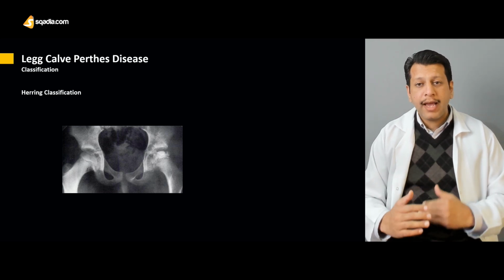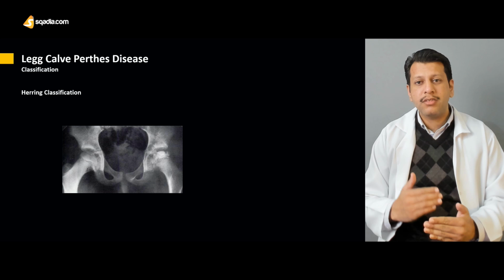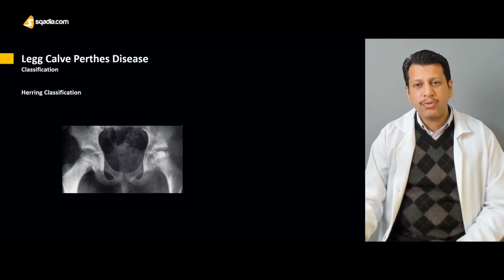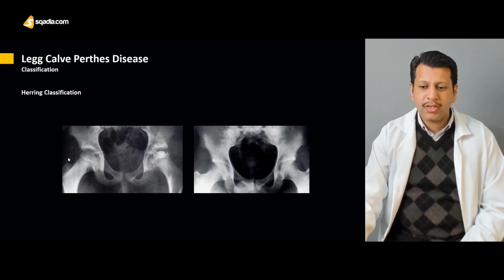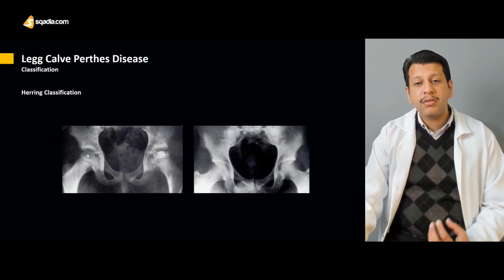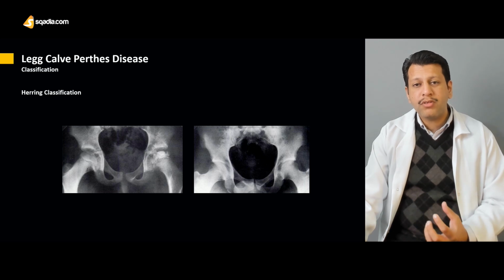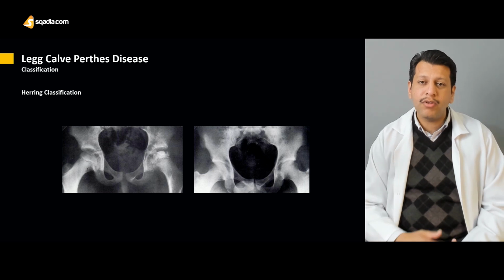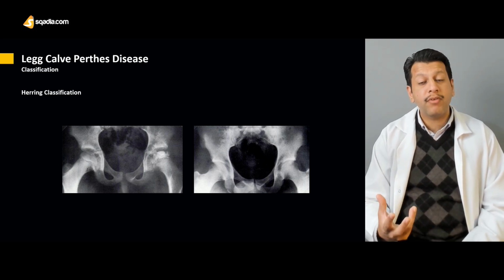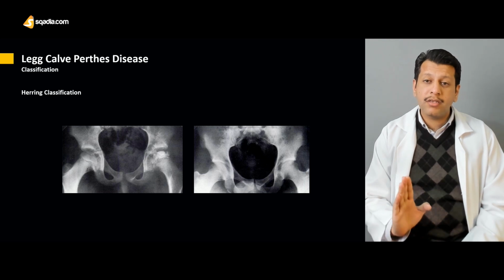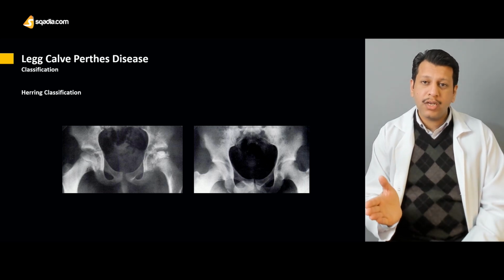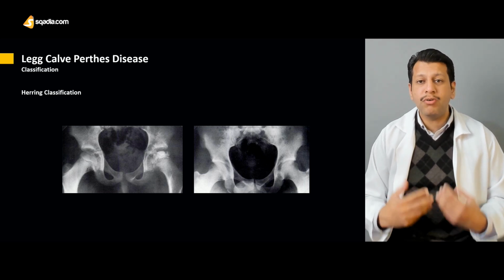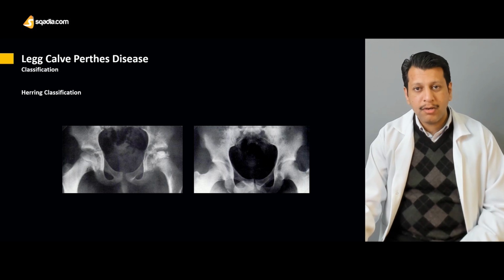As the Herring type progresses, types B/C and C have a bad prognosis, and usually A and B have a good prognosis. That is how you divide the Herring classification. What is important is that it also signifies the prognosis. If it's Herring A, that means there is a good prognosis and you can go for conservative management. But if it's Herring C and the child is more than 8 years old, it's not going to have a very good prognosis, which means you need to intervene early and do something about it surgically.